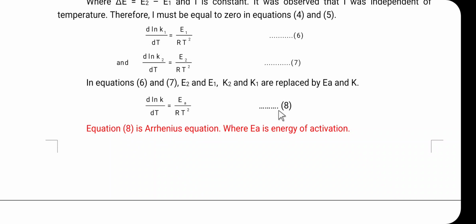This is equation number 8, and equation 8 is the Arrhenius equation, and in this equation the important term is EA, where EA is called the energy of activation. EA is the energy of activation. This is the Arrhenius equation.